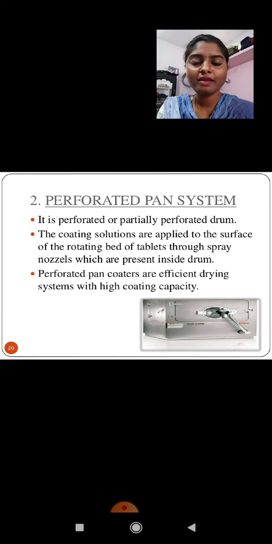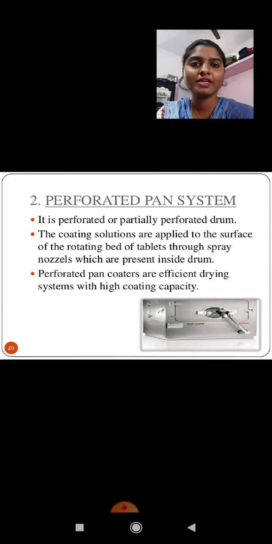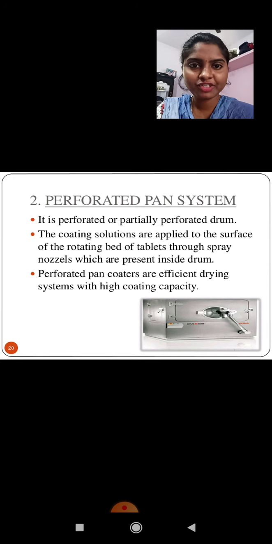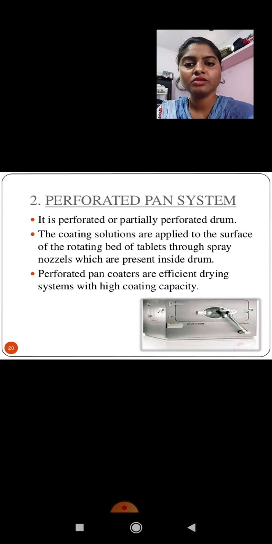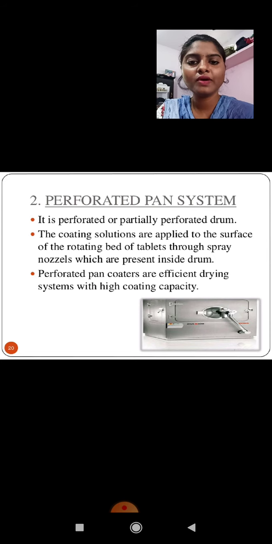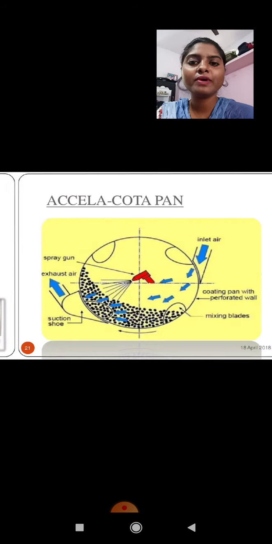Okay, what is the main advantage of this perforated pan system? It has an efficient drying system. What will happen if the drying is not efficient? The tablets get sticky, and after that they are not usable. So the tablets after coating should be properly dried. So the perforated pan coater has an efficient drying system and a high coating capacity. This is about the perforated pan system.